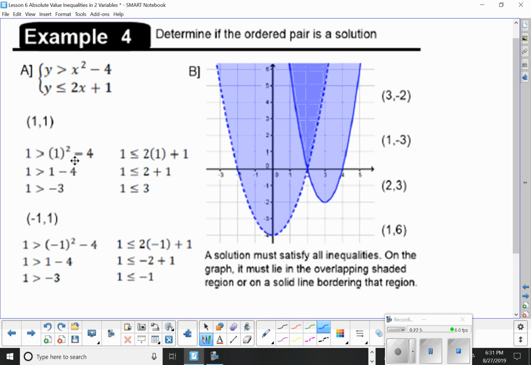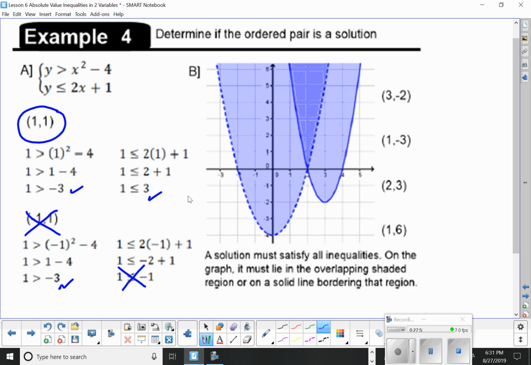So I can plug in 1, 1 to the first one. 1 is greater than -3. Yay, that works. I plug 1, 1 into the bottom one. 1 is less than or equal to 3. That works. So this is a solution. If I plug in -1, 1, 1 is greater than -3. That works. 1 is less than -1. That's not true. So this is not a solution. If you're given the expressions, you can simply substitute in and check.